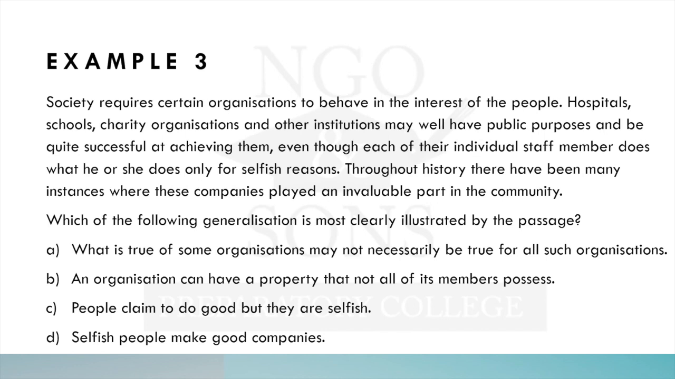A. What is true of some organization may not necessarily be true for all such organizations. B. An organization can have a property that not all of its members possess. C. People may claim to do good, but they are selfish. D. Selfish people make good companies.